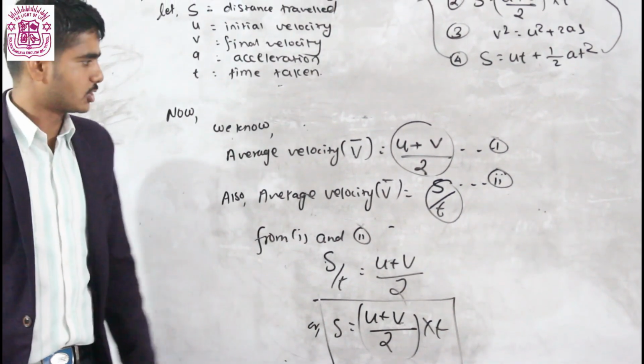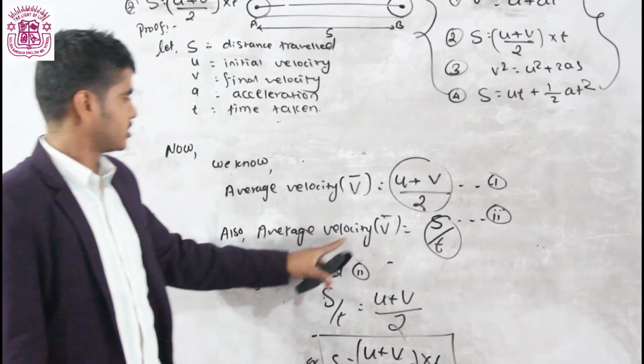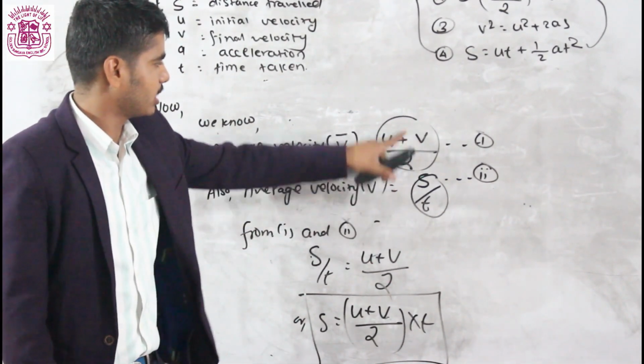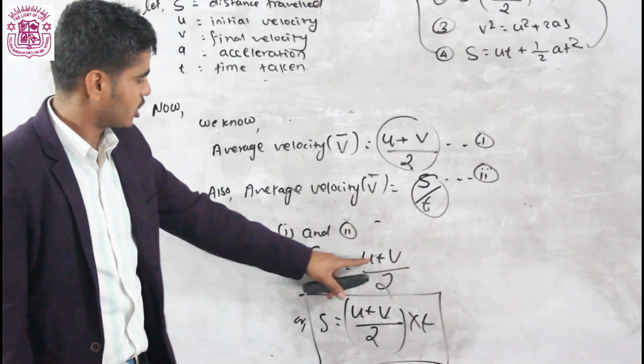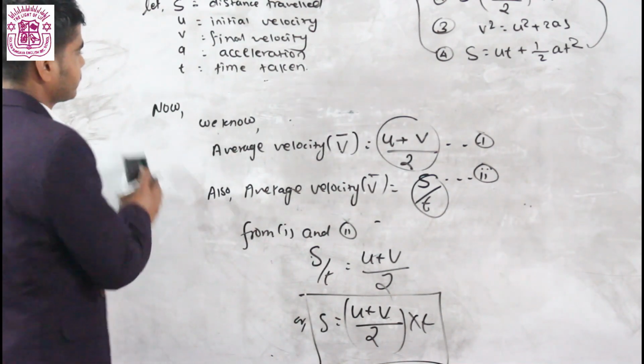I think it is not hard to prove. Average velocity is (u plus v) divided by 2. Average velocity is S by t. Both are the average velocity, so we can easily equate them. S by t is equal to (u plus v) divided by 2. S is equal to (u plus v) divided by 2 into t.